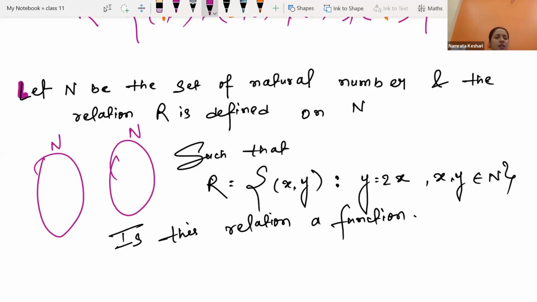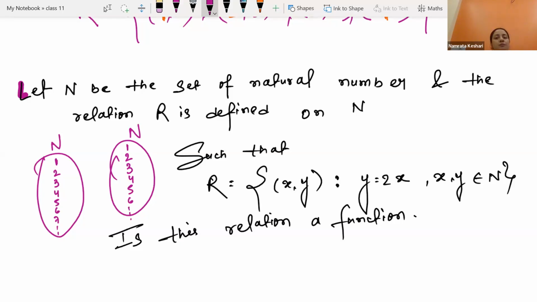So for natural numbers, we understand the first set will start from 1 2 3 4 5 6 7, just like that. For a few numbers we will check and understand the pattern, and then we will clarify whether it is a function or not. For the next natural number set we will have 1 2 3 4 5 6, and so on.